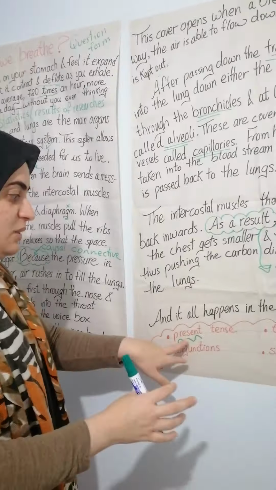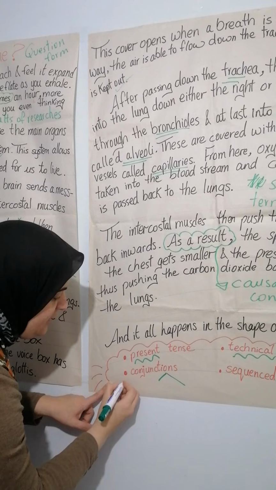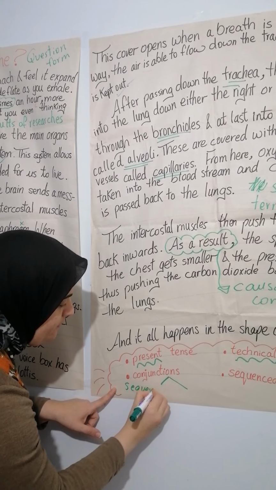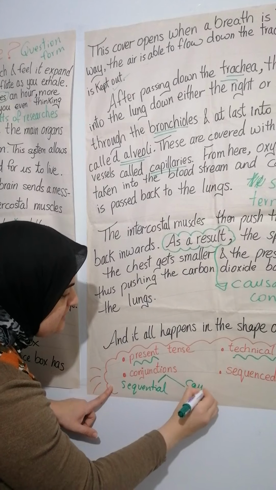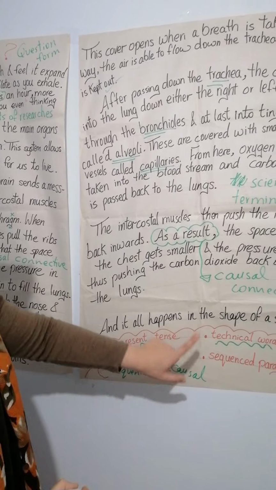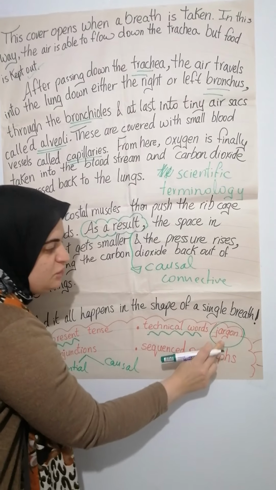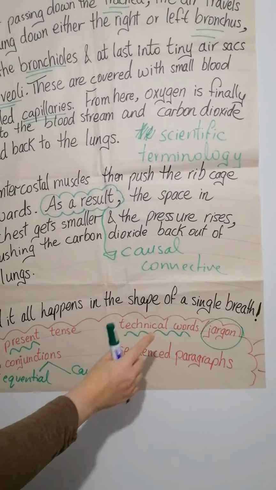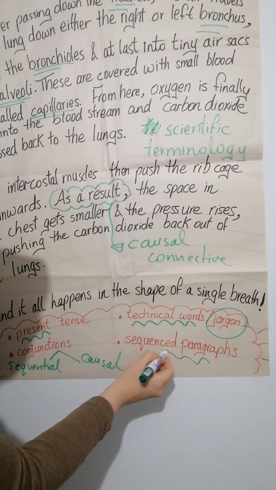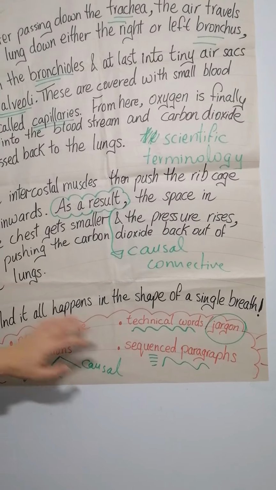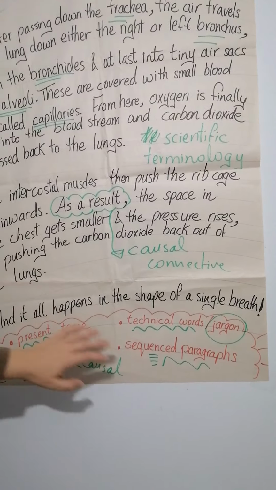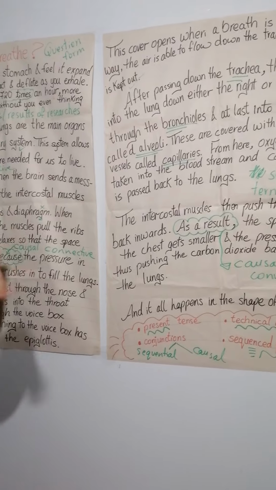You're using conjunctions, and I'm reminding you, you're going to use time connectives, or we call them sequential, plus causal. Technical words, and another word for technical words is jargon. Jargon, it means technical vocab. And then you must be sure that your paragraphs are sequenced. When you go through the writing, you will find that it follows a sequence. It follows the chronological order of how the process takes place, how it happens, how it occurs.